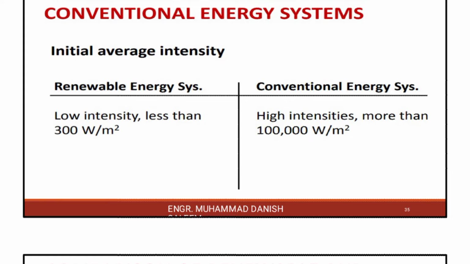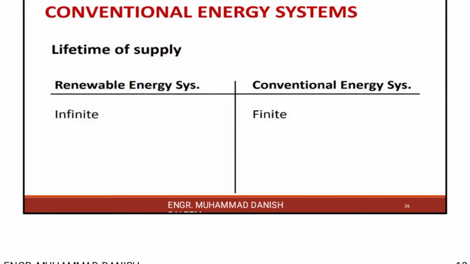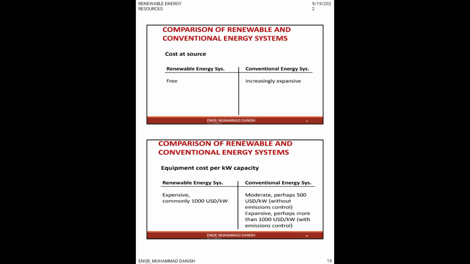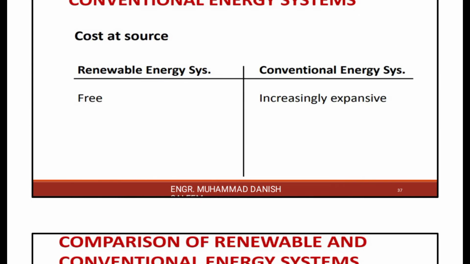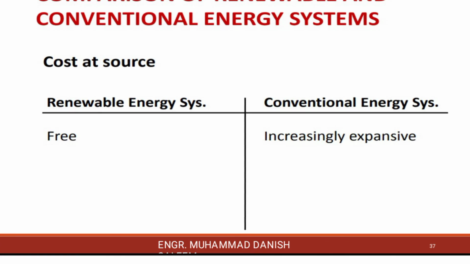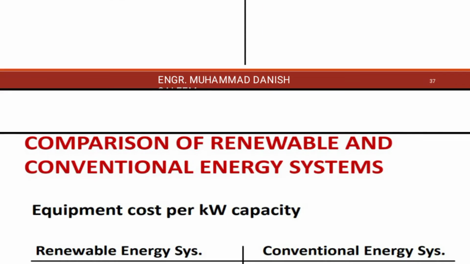This increases the need for area, because if we want to install solar panels, then we will need a very large area, while in our conventional system, if we have to install a gas turbine, then we will need a very small area. Lifetime supply. Renewable energy resources are infinite, while the conventional energy systems are finite. And cost. At source, renewable energy is free and conventional energy is increasingly expensive.